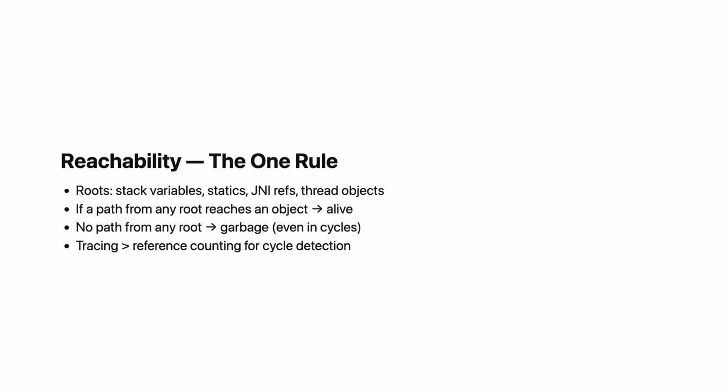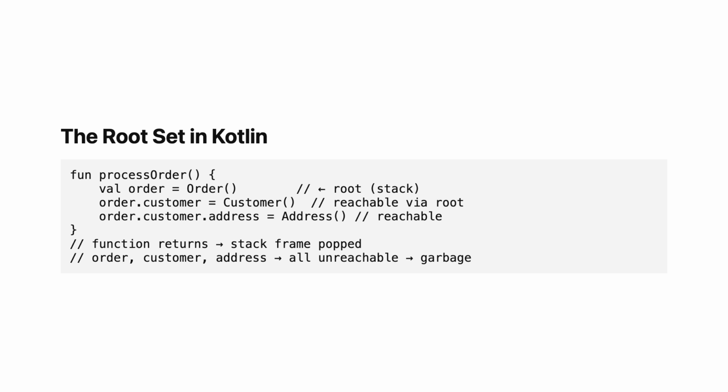Let's make the root set concrete with a Kotlin example. Imagine you have a function called process order. Inside that function you create a val called order, which is a new order object. That local variable, order, sitting on the stack frame of process order is a root. The order object is reachable through it. Now say that order object has a field called customer, pointing to a customer object, and that customer has a field called address, pointing to an address object. None of those inner objects are roots themselves, but they are all reachable because you can trace a path from the root, through order, through customer, to address.